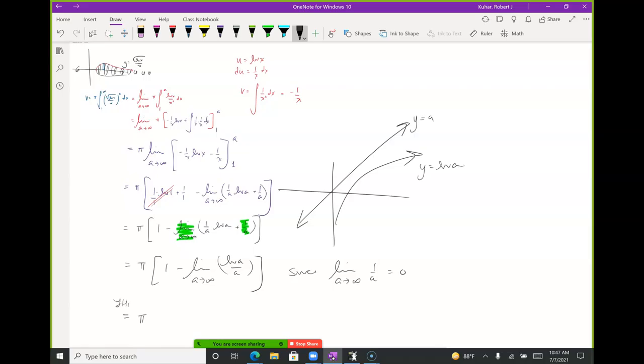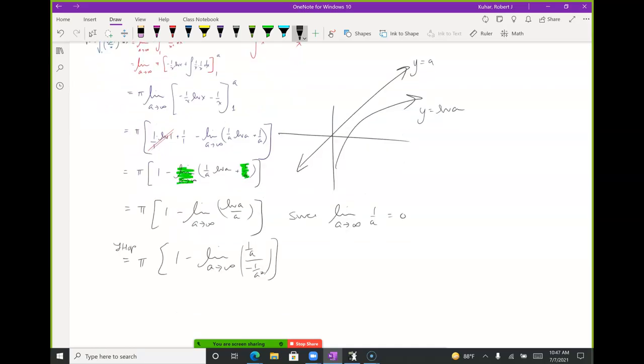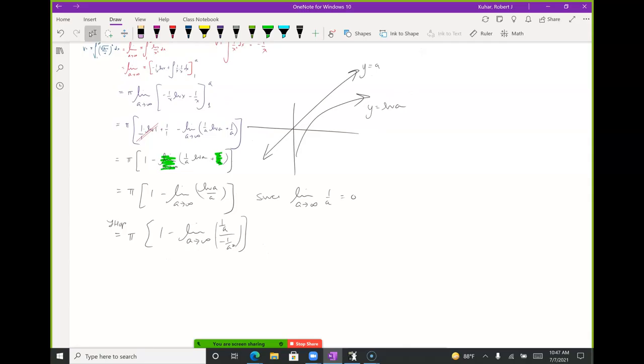So I want to apply L'Hopital here: 1 minus the limit as a goes to infinity of 1 over a over 1. I took the derivative of top and bottom. That's L'Hopital's rule. Oh, sorry. The derivative of ln of a is 1 over a, and of a is 1. Thank you, Charlie. But this is 1 over a again, right? So I get pi times 1 minus 0, so I get pi. Nice, converges.